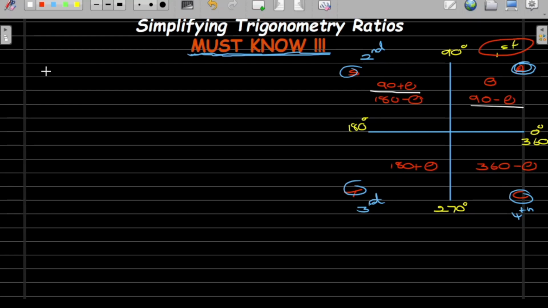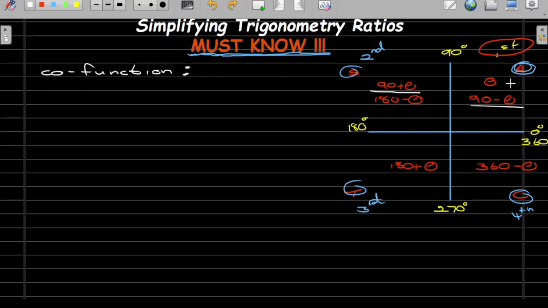co-functions, right? Before we reduce, we have what we call co-functions. If you didn't know these, make sure now that you do, and you don't forget them. What we call co-functions is anything that is involving 90 plus theta or 90 minus theta. And here's how they work, and why you must know them. Sorry, before I go any further, here's what you need to know.